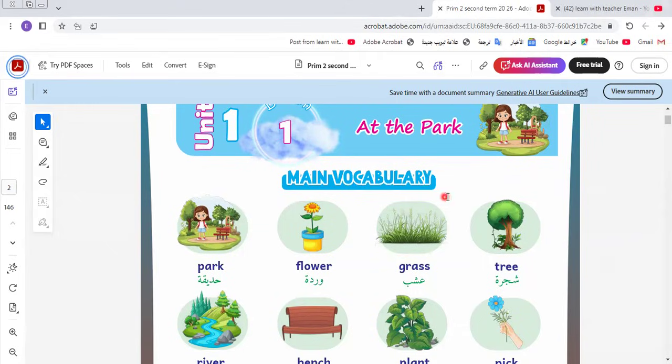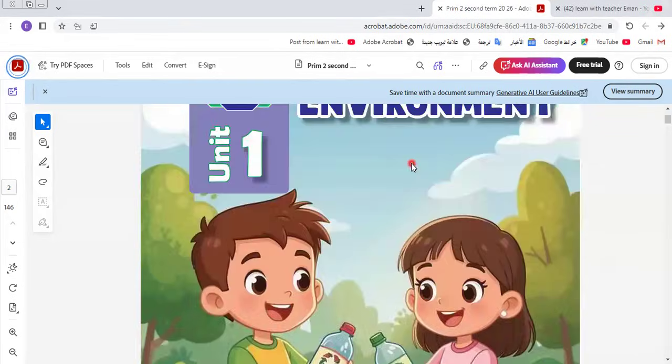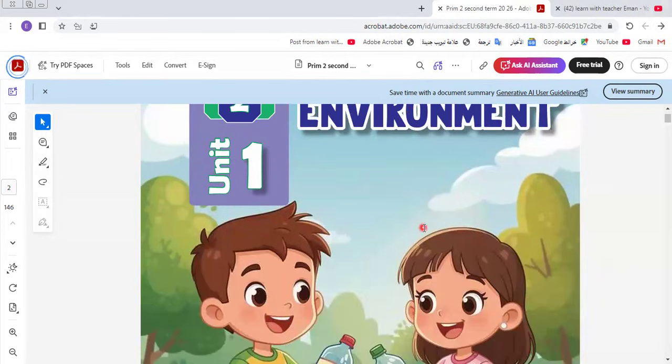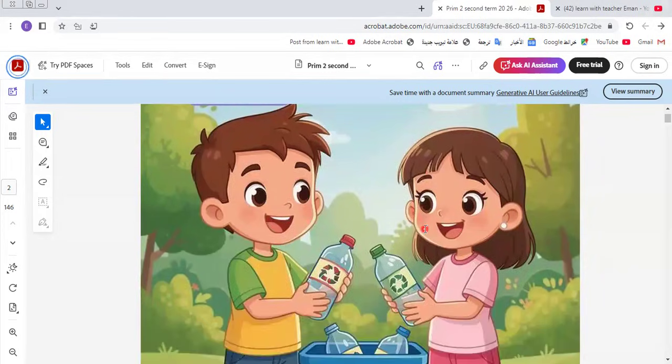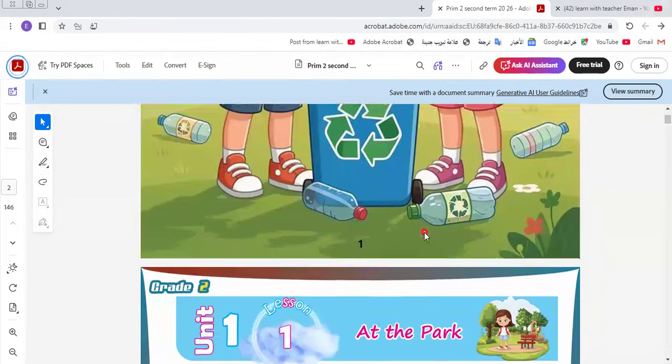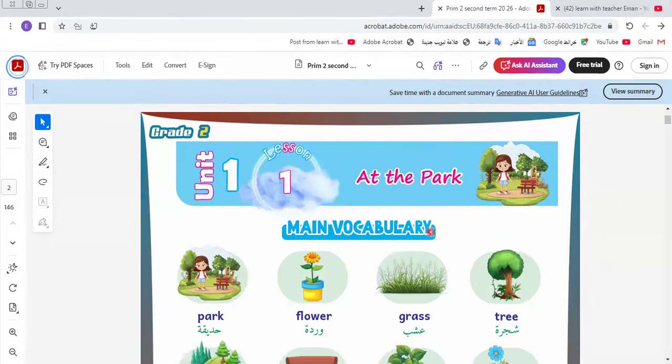Today, at the beginning of the term, I will start with 2 lessons in unit 1, because I know that it's too much if I give you more than that. So today I will start with the 2 lessons in unit 1. Let's go to the first unit today, which is our environment. I think we talked about our environment before. This is not the first time to talk about our environment. Let's learn more about this topic.